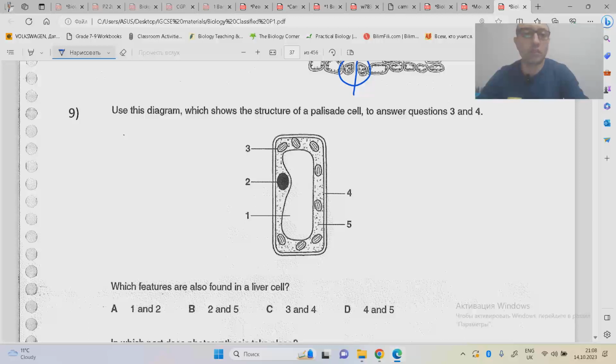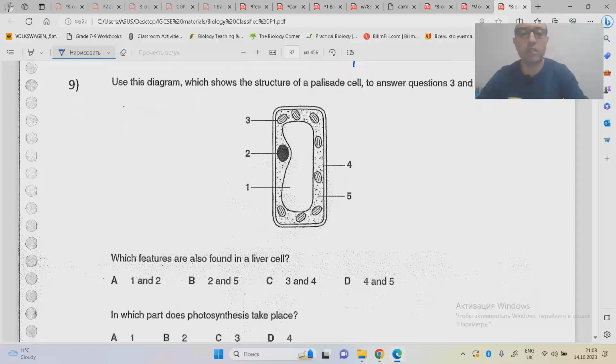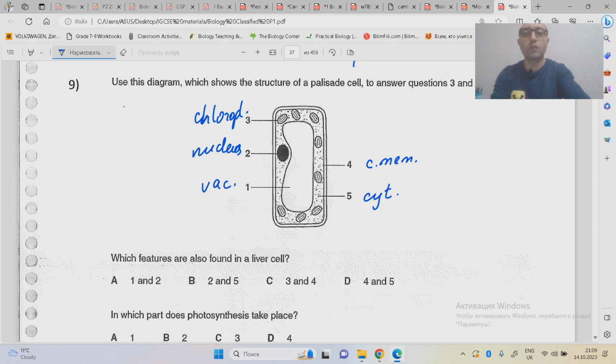Questions 3 and 4 are related to this picture. First of all, the student needs to know the parts. So 4 looks like cell membrane. 5 shows cytoplasm. 3 is a chloroplast. 2 is a nucleus. 1 is a vacuole. Which features are also found in a liver cell?